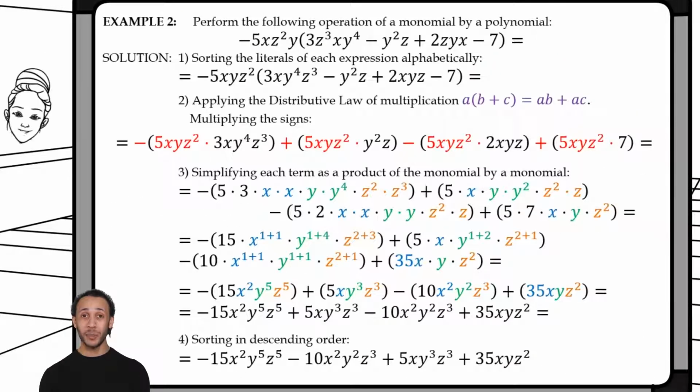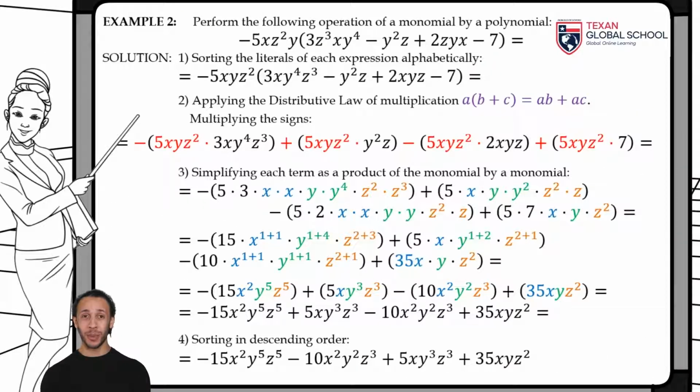We will perform the operation of a monomial by a polynomial. In this case, the variables of the terms are alphabetically disordered. It is recommended to sort them first to facilitate the process. Subsequently, we apply the distributive law of multiplication considering that the signs will change since the monomial is negative.